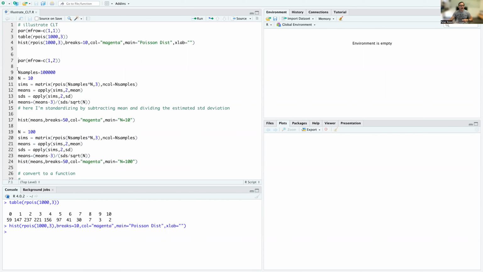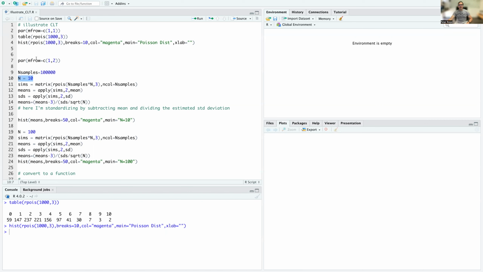So the number of samples I'm going to do is 100,000. Each sample is size 10. In other words, I'm going to repeat this experiment of drawing 10 Poissons, taking the average, recording that value, doing that again, very much as we did in the chapter 2 notes, right?